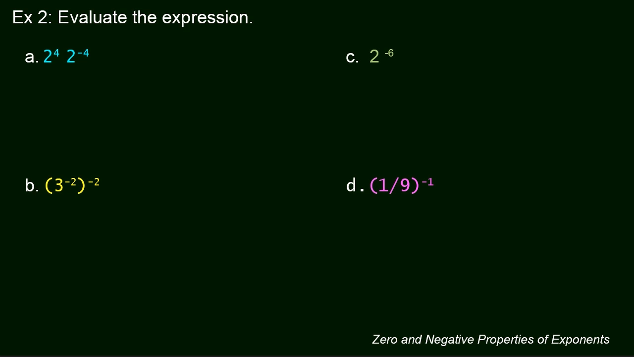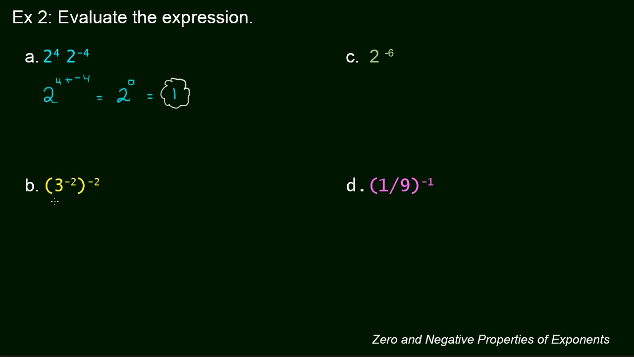We have 2 to the power of 4 times 2 to the power of negative 4. Since our bases are the same, I can go ahead and add my exponents. So I get 2 to the power of 4 plus a negative 4. 4 plus negative 4 is 0. And we know any number raised to the power of 0 is just going to be 1.